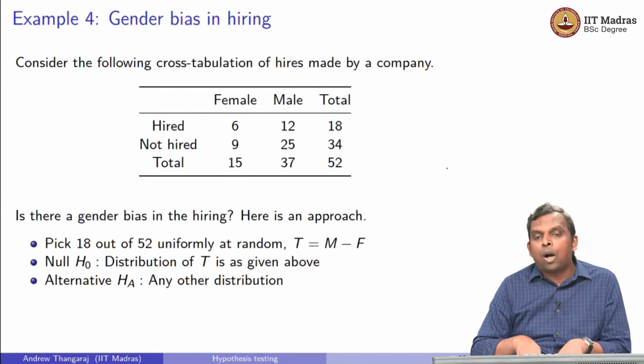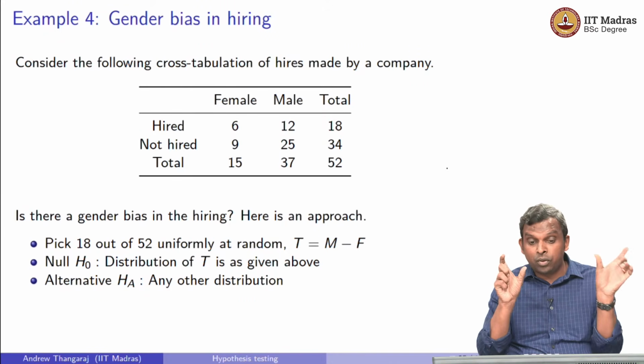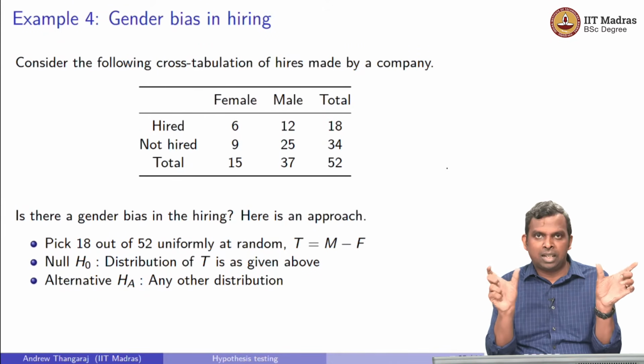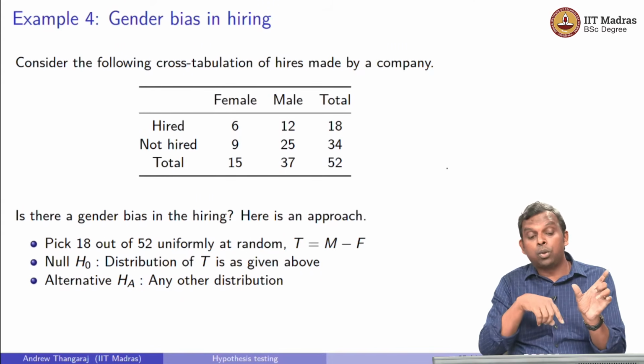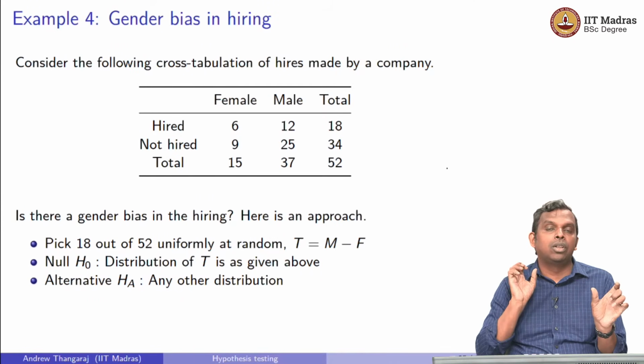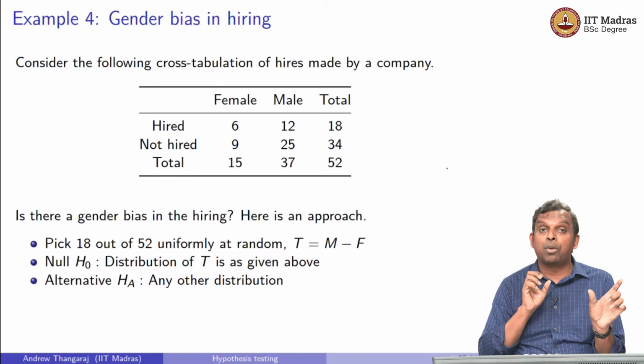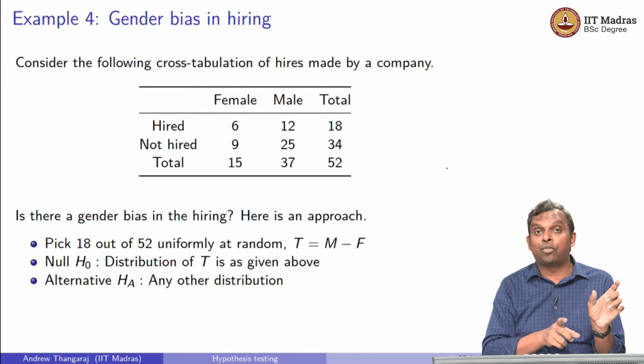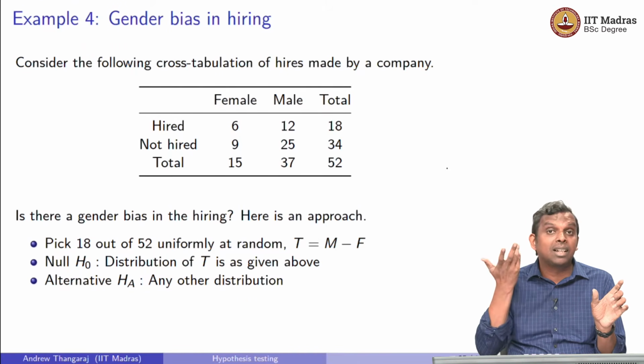Okay, so what am I going to do? I'm going to say I'll pick 18 out of this 52 at random. Remember, the 52 is split into two groups: there are 15 and 37. But out of the total 52, I am going to pick 18 at random. Now, the number of males and females in this will follow our famous hypergeometric distribution.